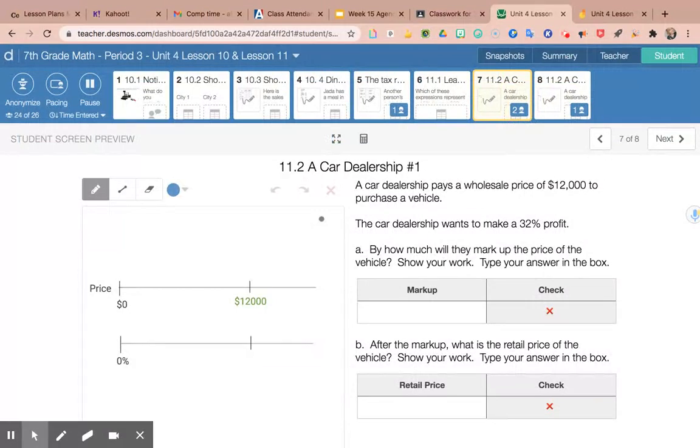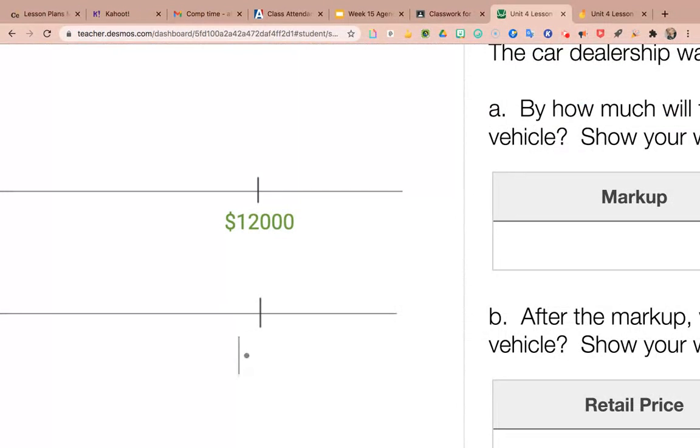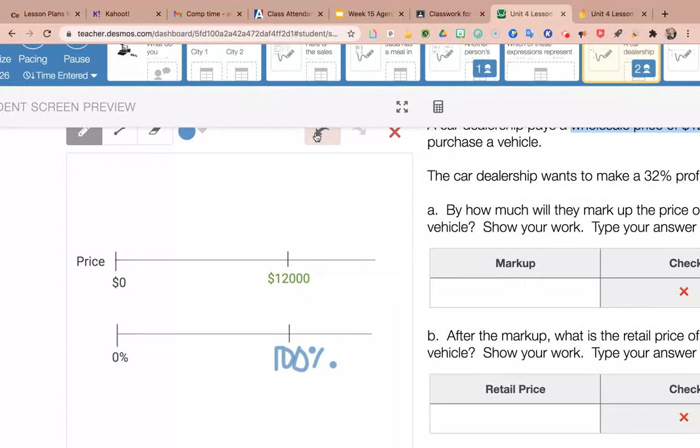For number 7, the last two are going to talk about a car dealership. And for both of them, the wholesale price of the car is $12,000. The dealership wants to make a 32% profit. So let's start with the wholesale price. The original price of the car was $12,000. So my original price, or my 100%, was $12,000. Okay.